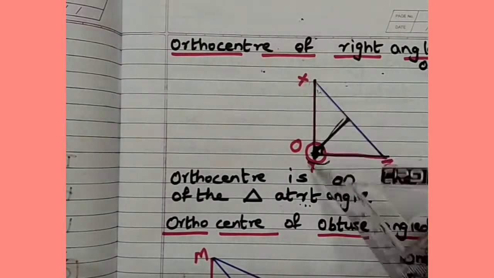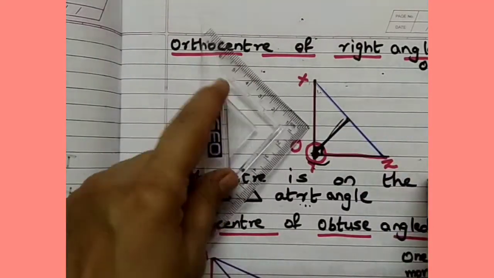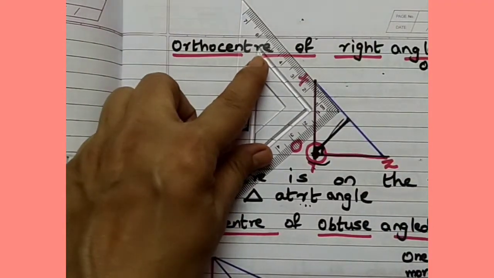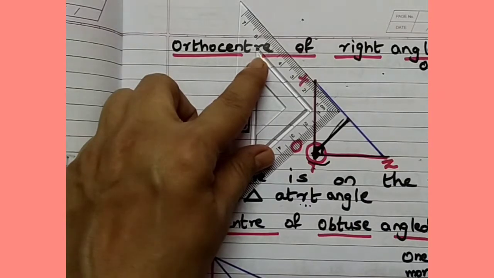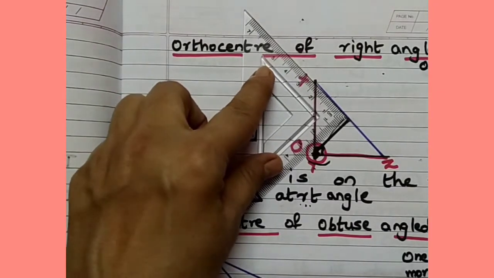Now let us see about the altitude on this side. Okay, on this side, I keep my set square over here and I move until I.